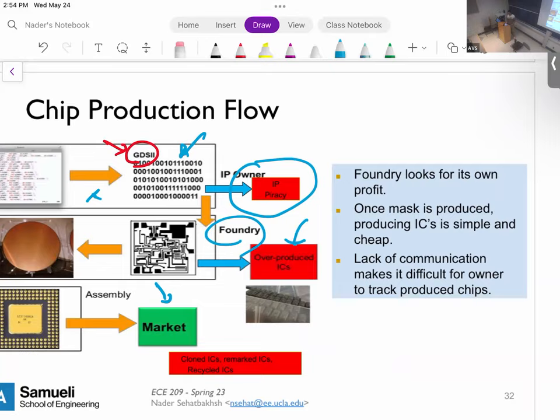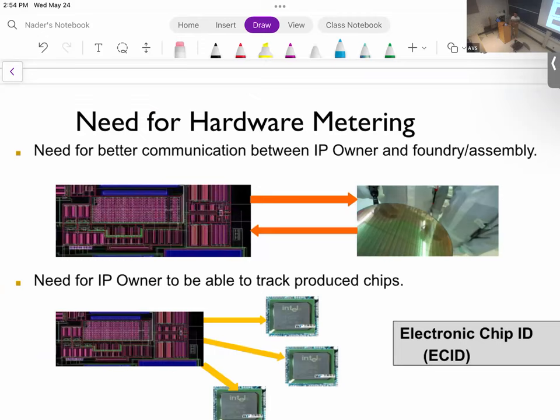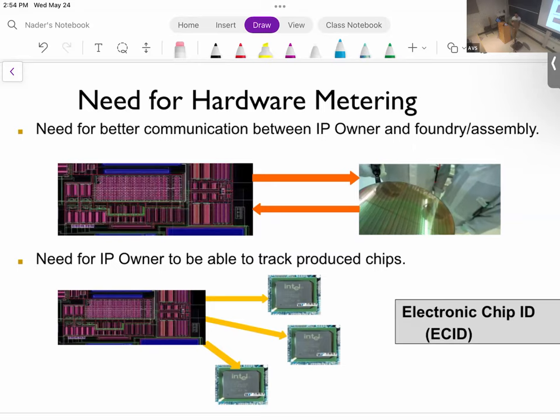So one of the ways of protecting this is what we call hardware metering, okay? Hardware metering means that as the IP owner, you may want to figure out how many of these chips have been produced, or at least be able to track where this hardware is, how many of the hardware that has actually been produced is yours, how many of them have been pirated and overproduced and things like that. So kind of having some idea of what has been designed.